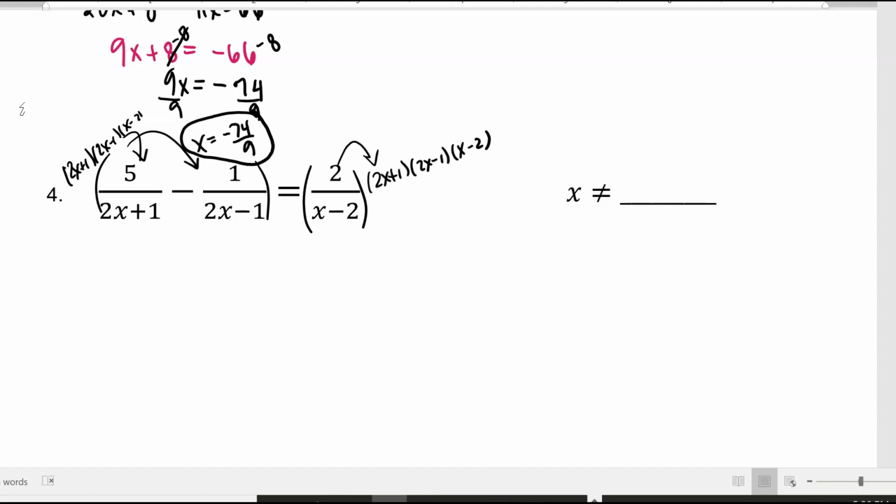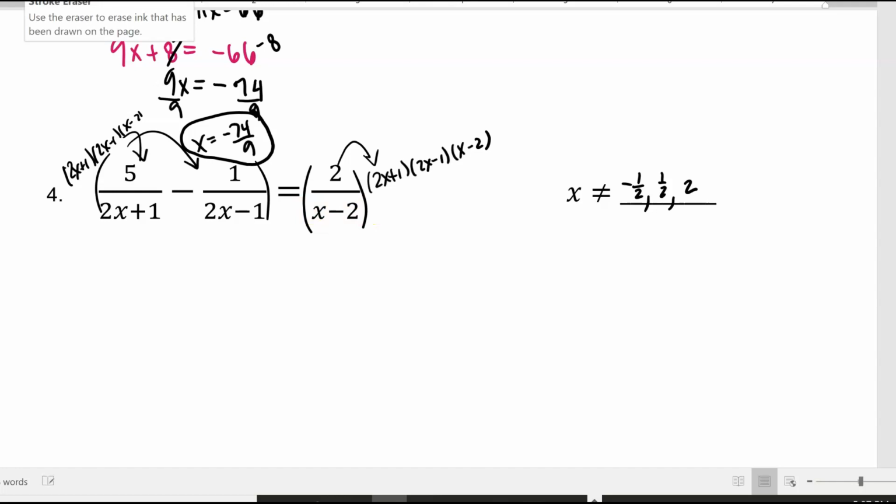Okay, so if you wrote down that we can't have negative 1/2, positive 1/2, and 2, then you are on the right track. All you had to do was simply set each one of these denominators to 0 to figure out what your restrictions were.